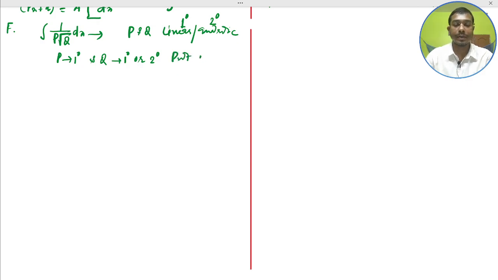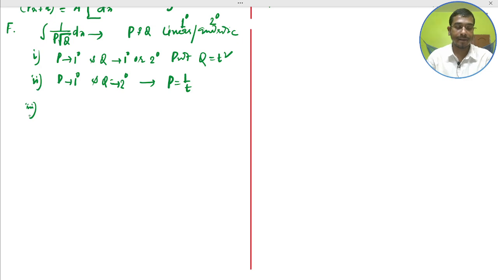Put q equal to t square. This is the first case, case number 1. Case 2: when p is linear, 1 degree, and q is quadratic, that is 2 degree, put p equal to 1 by t. And case 3: both p and q are quadratic, then put x equal to 1 by t. This is case 3.